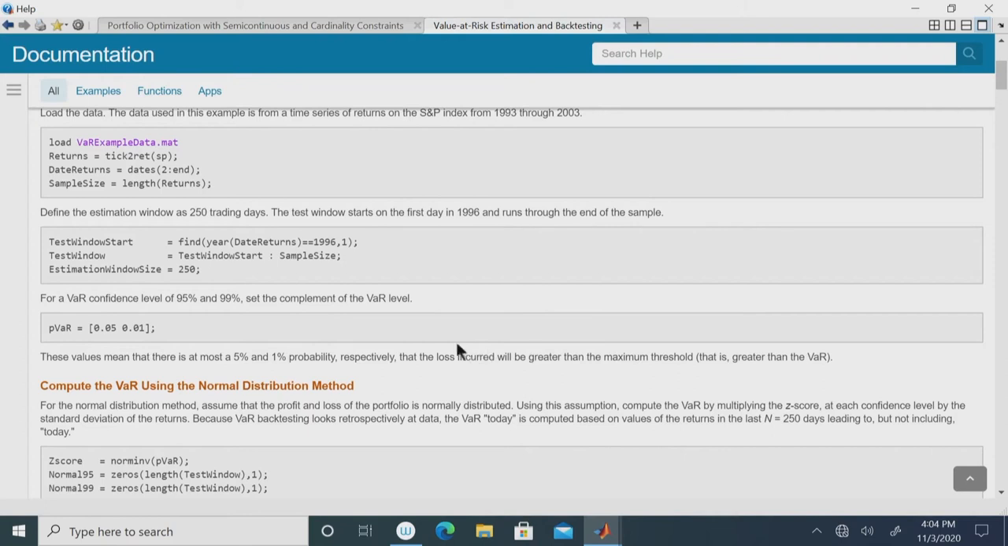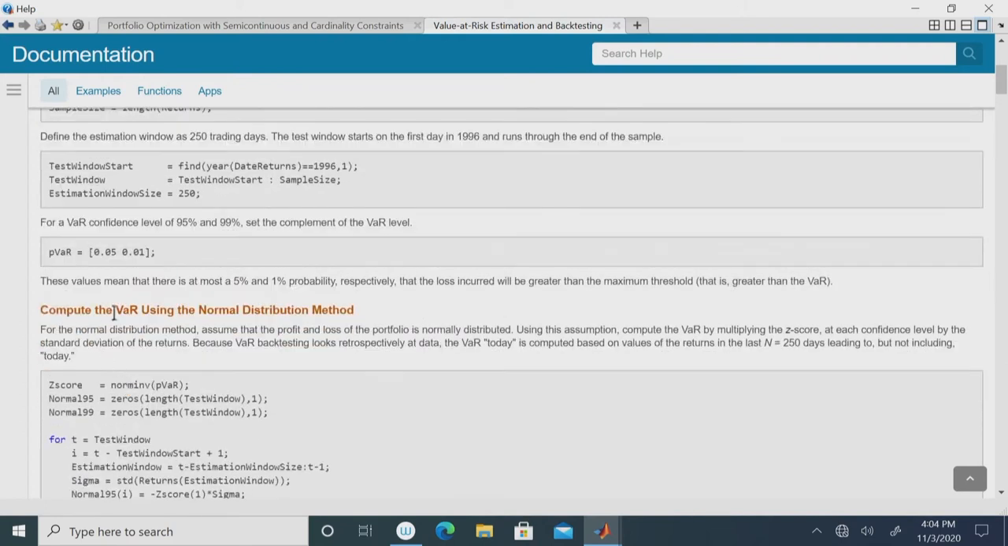So now we start off with the first method of computing the VaR. In this case, we compute the VaR using the normal distribution method. For the normal distribution method, as the name suggests, we begin with the assumption that the profit and loss of a portfolio is normally distributed, or in other words, the returns are normally distributed.